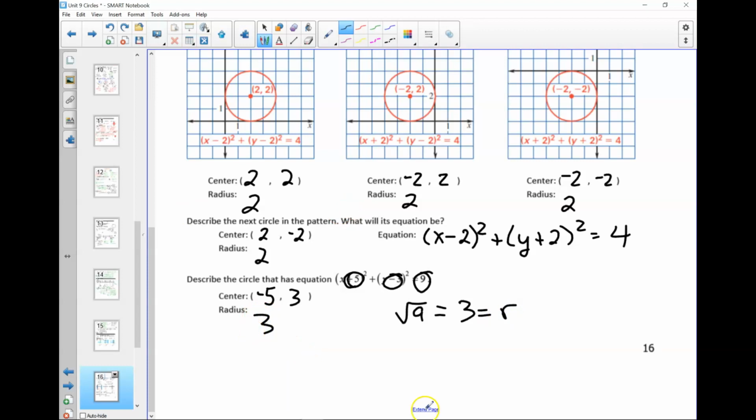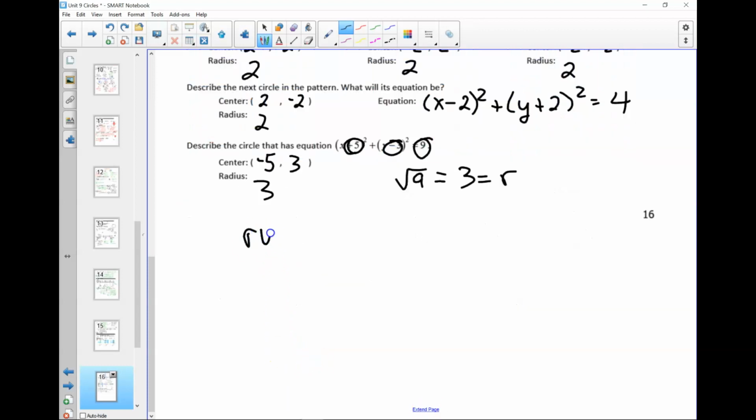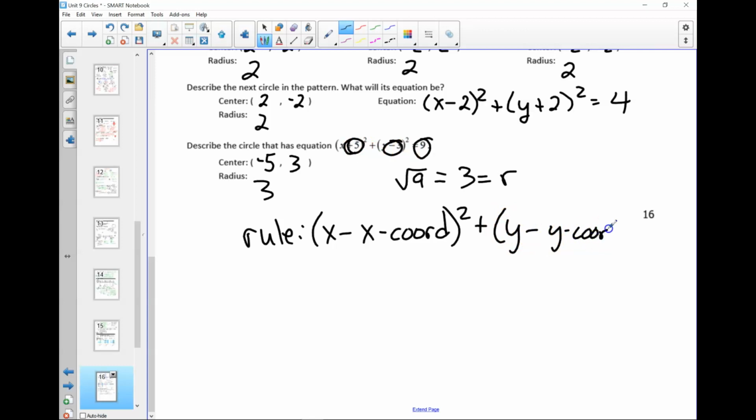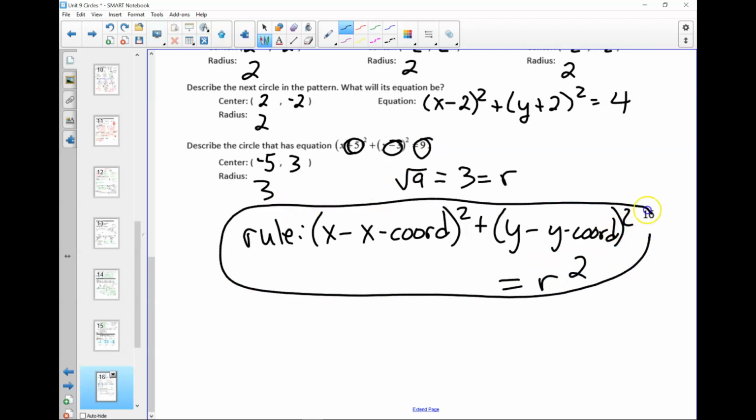So the rule is x minus the x coordinate, squared, plus y minus the y coordinate, squared, equals the radius squared. So let's break that down a little bit on the next page.